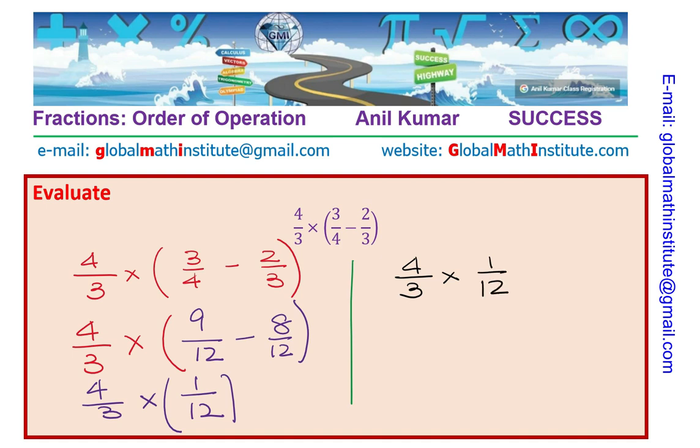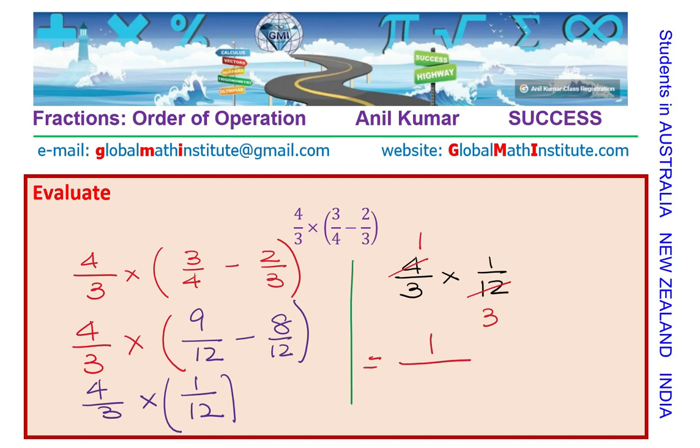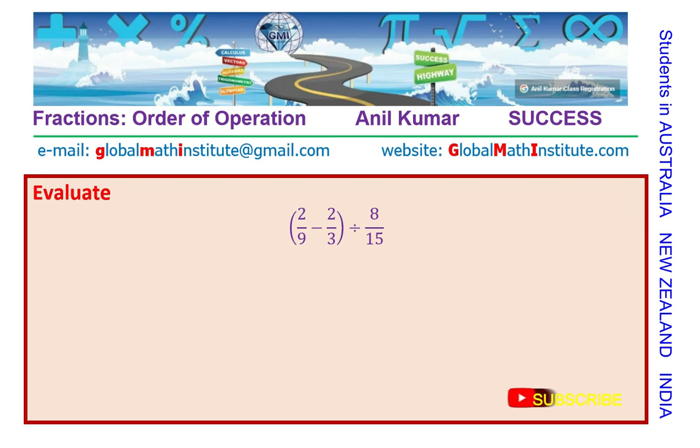So as I said earlier, it is better to simplify. You can divide 4 into 12 three times, correct? And this is of course 1. 1 times 1 is 1 and 3 times 3 is 9. So 1 over 9 is your final answer. Clear? Perfect. Let's move on and take the next question.